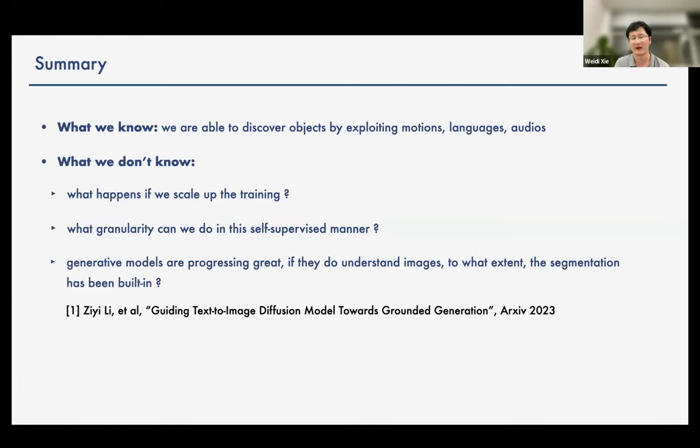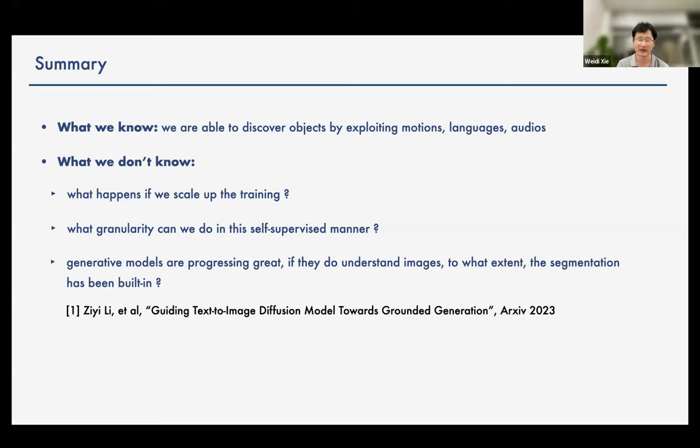So to summarize, I just wanted to show you that we can discover objects by using motion, by using language, and also by using audio. And this is what we know. And what we don't know is, at least to me, because these data or problem settings are relatively small, what happens if we scale up the training? Will that act as a very good representation for other downstream tasks? I don't know, seriously.